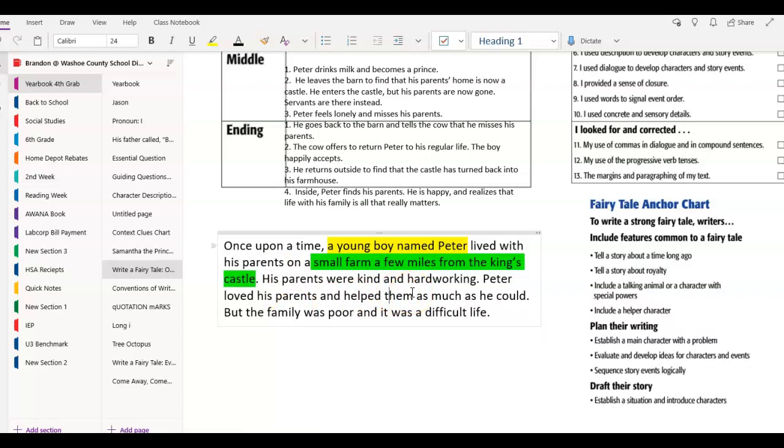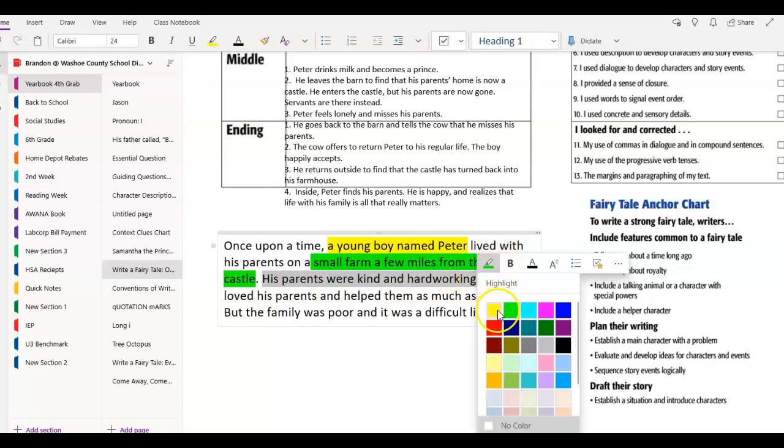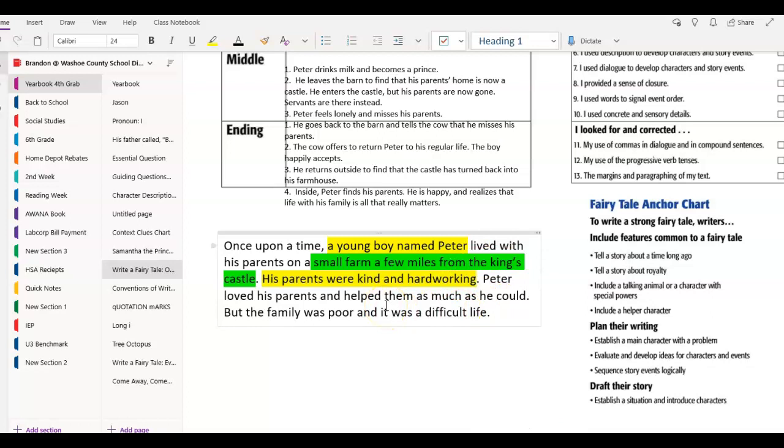What else do you notice in this beginning sample paragraph? Well, I notice it talks about his family. So right there, we have more of the characters. It's telling me there's parents, and it's giving me some traits about them. They're kind and hardworking.